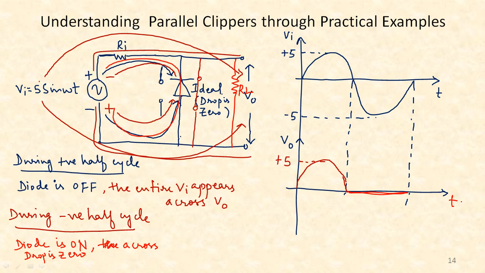Any doubts here, students? I'll just wait for a minute. If you have any doubts, please ask me. Okay, fine. If these things are clear to you, let us slightly complicate this circuit by replacing the ideal diode with a silicon diode and check how the waveform looks, and what change appears.